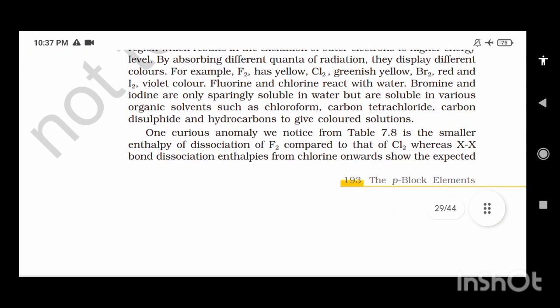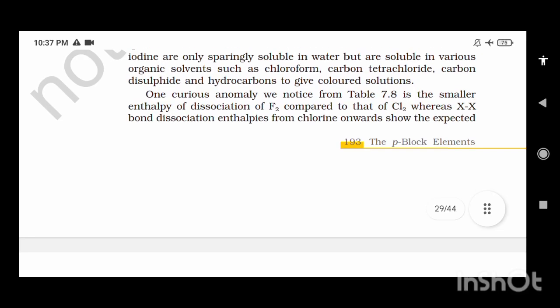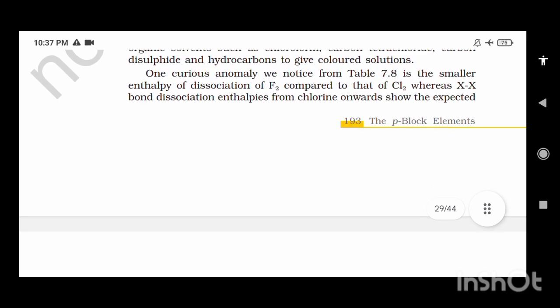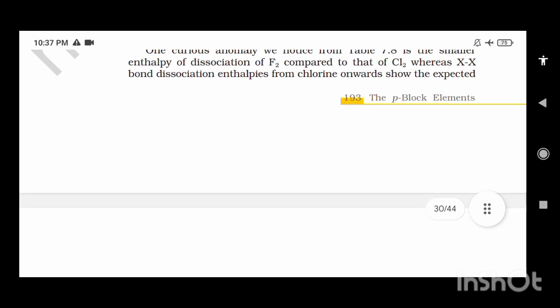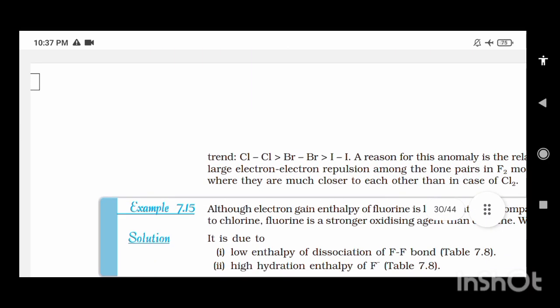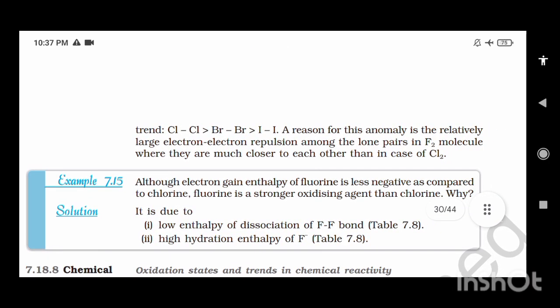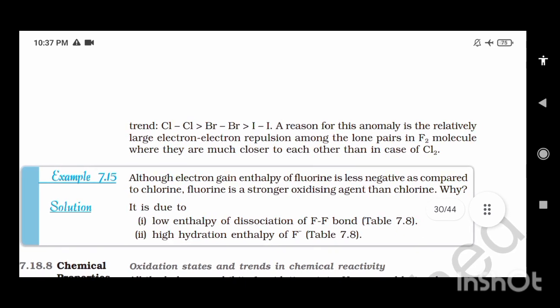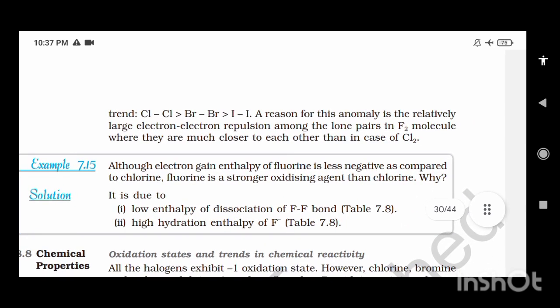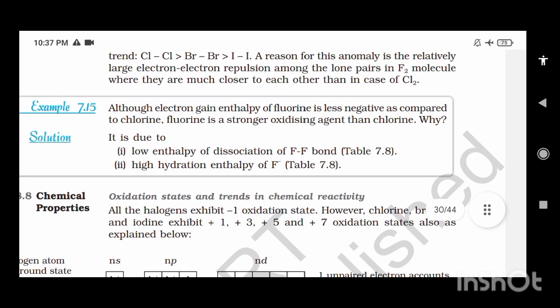One curious anomaly we notice is that the bond dissociation enthalpy of fluorine is smaller compared to that of chlorine, whereas the X-X bond dissociation enthalpy from chlorine onwards shows the expected trend: chlorine is greater than bromine, greater than iodine. A reason for this anomaly is the relatively large electron-electron repulsion among the lone pairs in the F2 molecule, where they are much closer to each other than in the chlorine molecule.